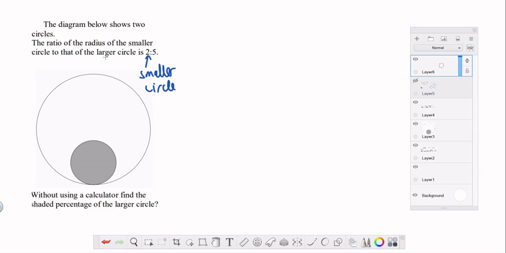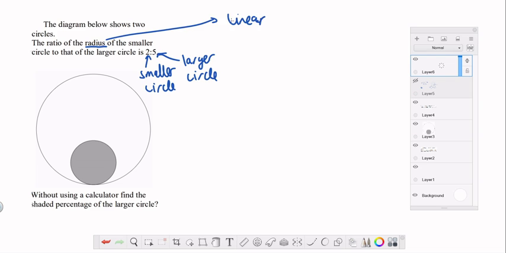And in the sentence, it then mentions larger circle. So the second number, the 5, represents the larger circle. So that's the ratio: 2 to 5 is the ratio of the radius of the smaller circle to the larger circle. Now radius is obviously linear, right?